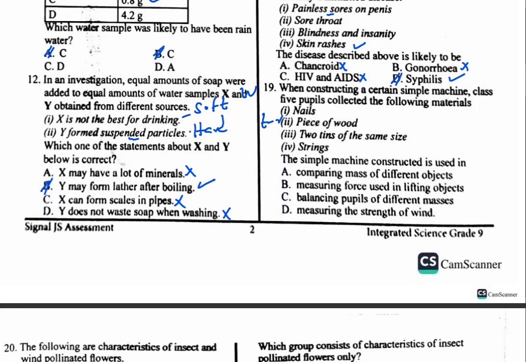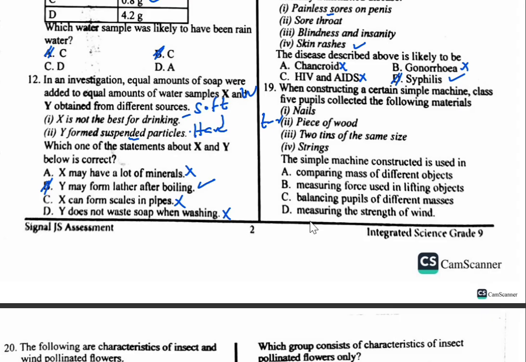We continue to question number 19. When constructing a certain simple machine, class 5 pupils collected the following materials: nails, piece of wood, 2 tins of the same size, then strings. The simple machine constructed is used to A, compare mass of different objects, B, measuring forces used in lifting objects, C, balancing pupils of different masses, D, measuring the strength of wind.